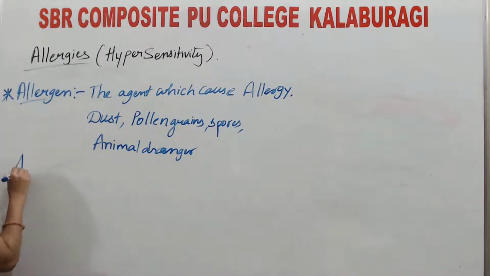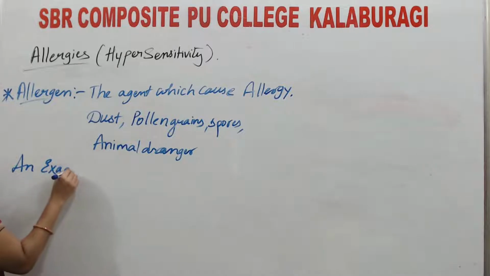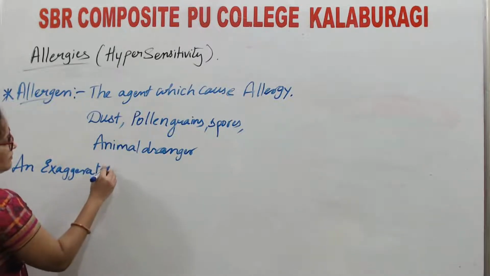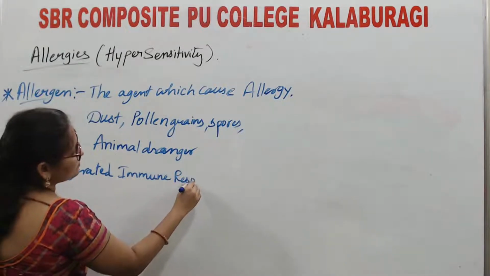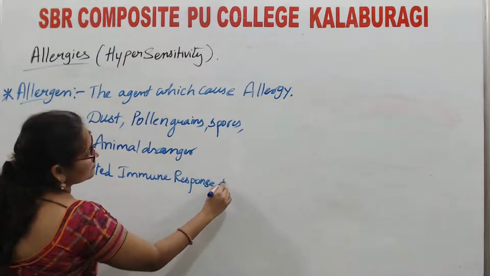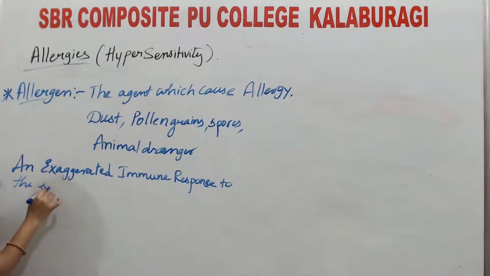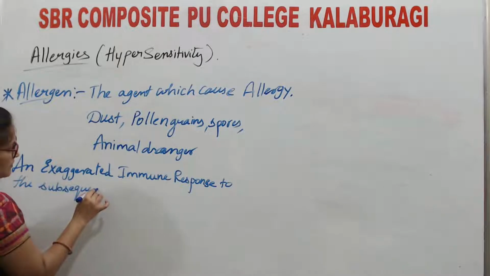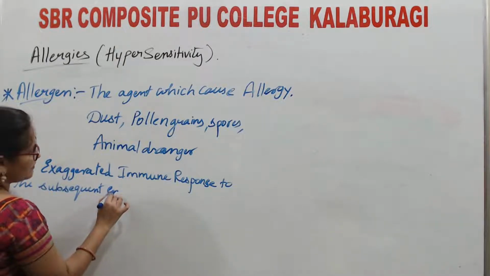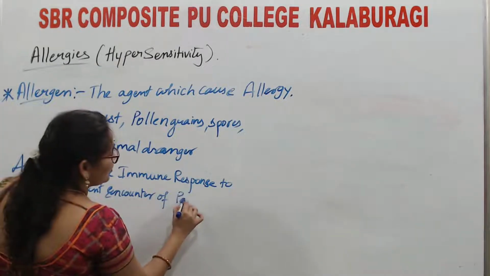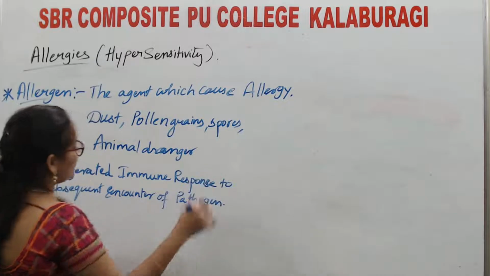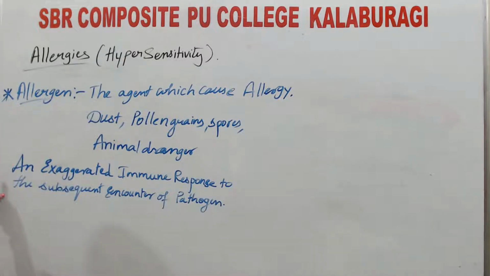What is allergy? An exaggerated immune response to the subsequent encounter of a pathogen. The exaggerated immune response to the subsequent encounter of the pathogen or allergen is known as allergy or hypersensitivity.